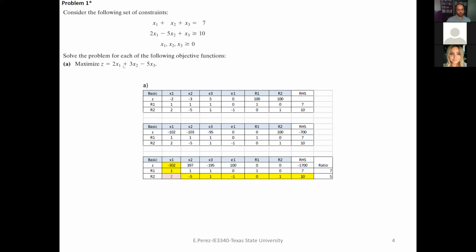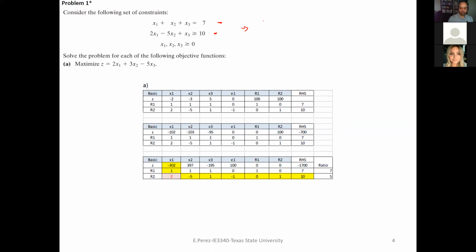So here we have the initial problem. First of all, we need to set up the problem into standard form. You can see that for the first constraint, you don't have to add a slack variable or subtract an excess variable because you have the inequality form already. And for this one, you have a greater or equal constraint, so you need to subtract an excess variable.